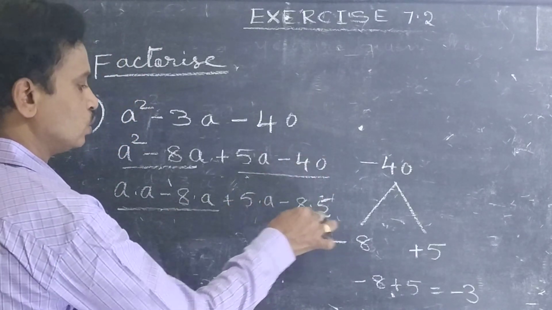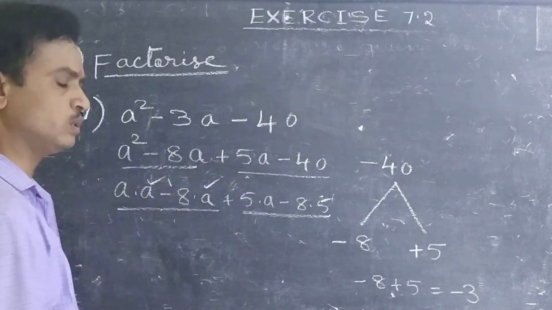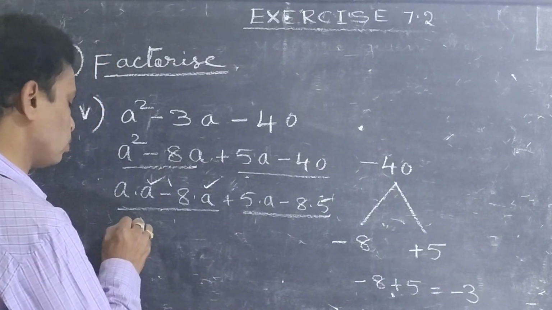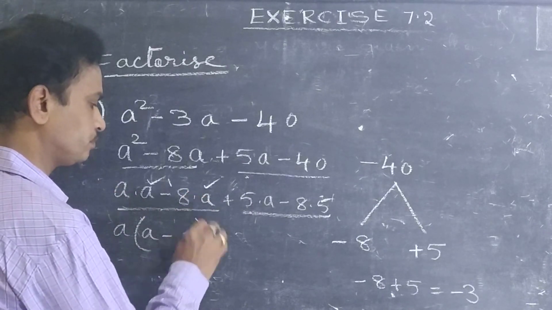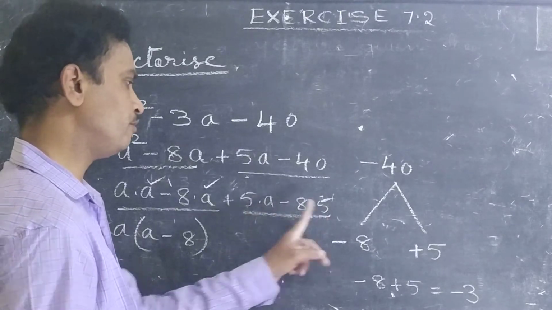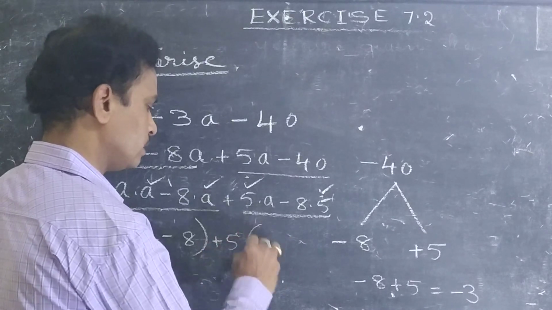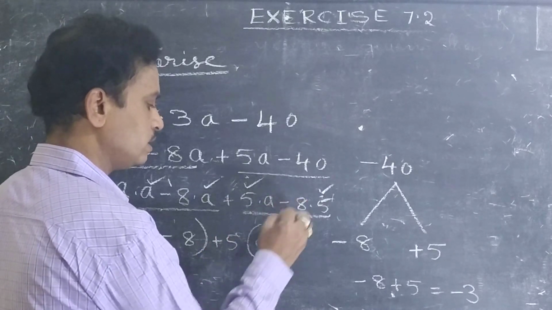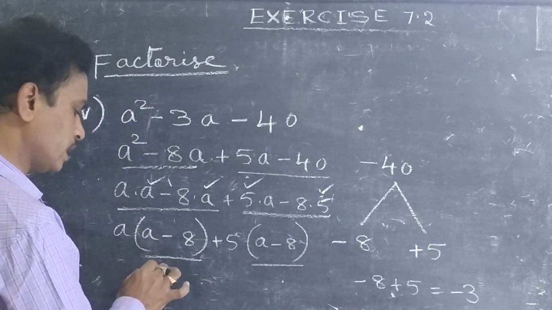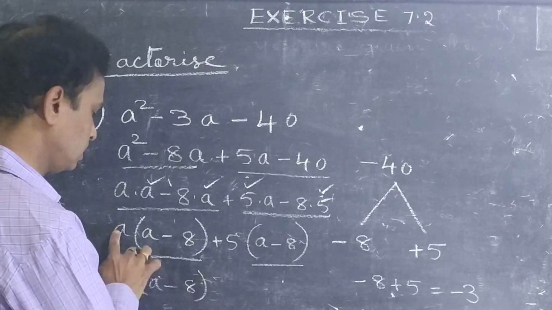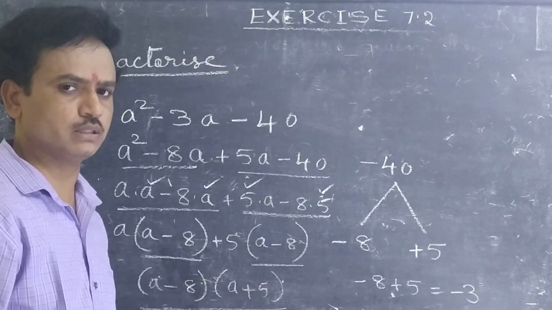Now this is one group, and the last two terms are another group. What is common here? Here a, here also a. So a is common, and we write a outside the bracket. What is remaining? a minus 8. Then here 5 is common, so plus 5 outside the bracket, and inside we take a minus 8. Now a minus 8 is again common, so write it one time, and here a plus 5. This is the result.